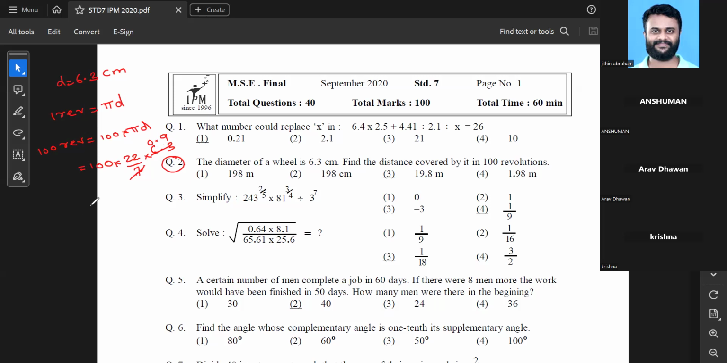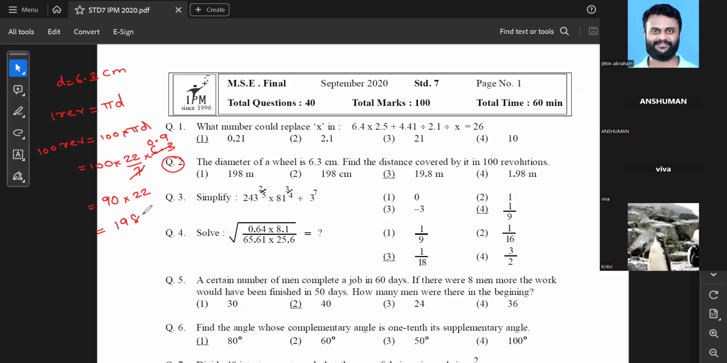And 0.9 multiplied by 100 is basically 90 multiplied by 22. So 90 multiplied by 22 should give me 1980 centimeter. When I convert them into meter, I will get 19.8 meter. Yes, that's your answer.